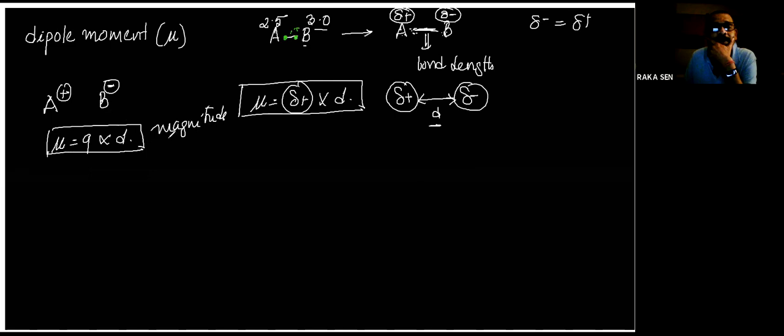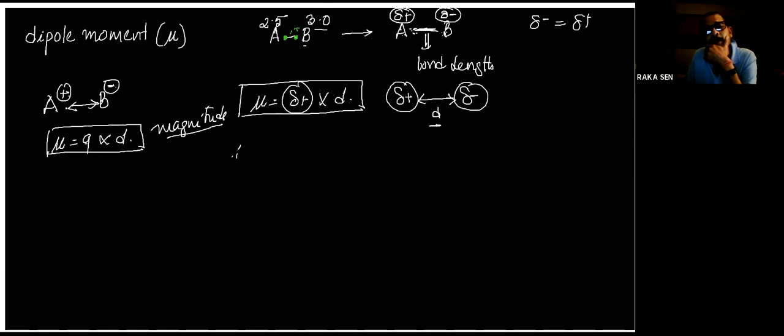Yeah. The magnitude of the dipole moment is given by the charge. This plus and minus has to be the same. Did you understand this? Yes, sir. So it is the product of the charge into the distance of separation between these two charges. This is what is given by the magnitude.